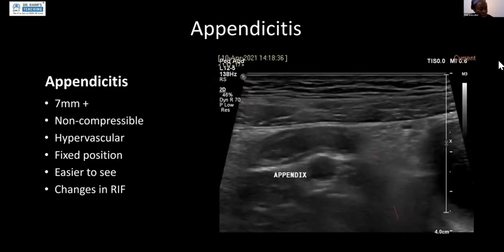Okay, so this is another example of a dilated appendix. You can see here it's fluid filled and it's got these alternating echogenicities. And like I said, it drapes over the iliac vessels if it's in its normal position.